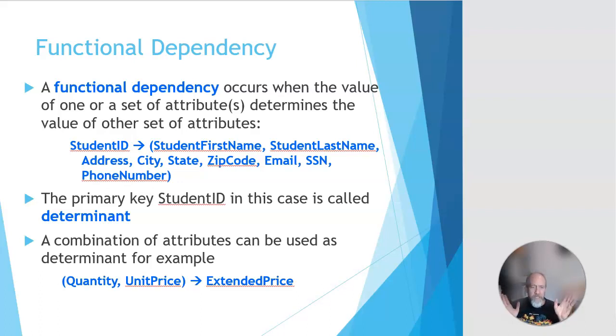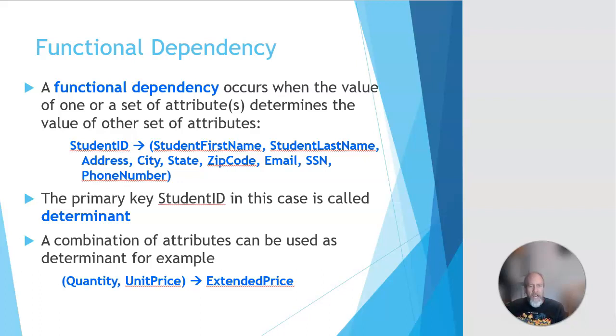Just two ways of saying the same thing. That means the student ID is a determinant. Now, in some cases, we may actually have combinations of attributes that are determinants. An example here would be if you knew the unit price of something and the quantity of something, you can easily get the extended price, which would normally be the quantity times unit price, except sometimes when you have a specific quantity and a unit price, you get a discount. So it's not necessarily always the case.